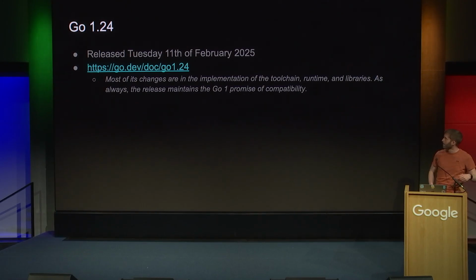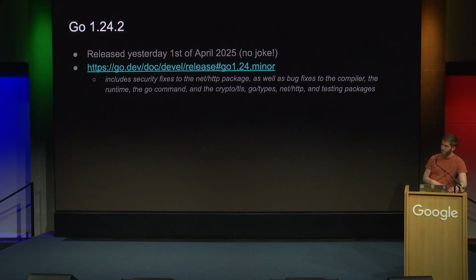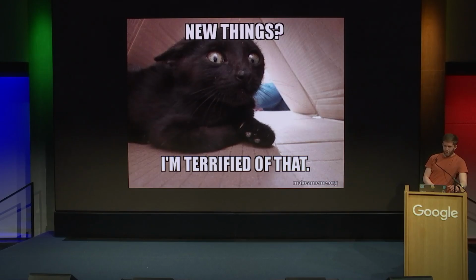So, Go 1.24. It was, as I said, released almost 2 months ago. A bunch of people are already using it. And as always, there are some great new additions to the language. Also in this release, there was a minor release and another one yesterday, not a joke, actually. It really was released on 1st of April with a bunch of security fixes. So, new things, right?